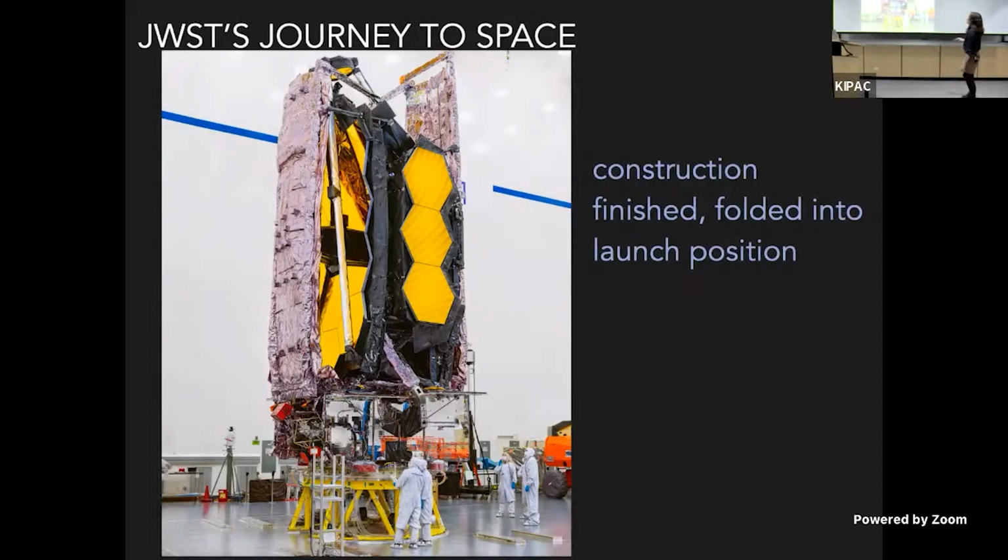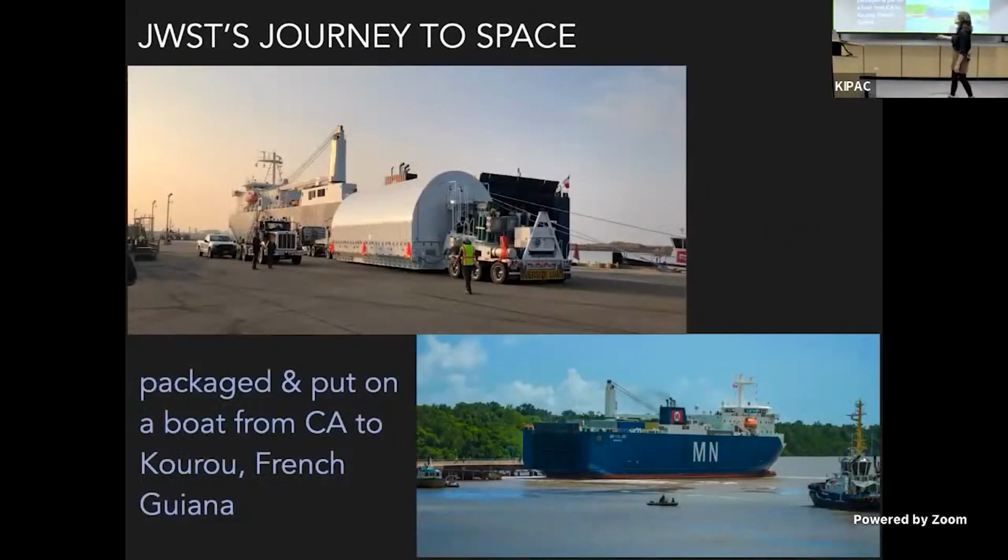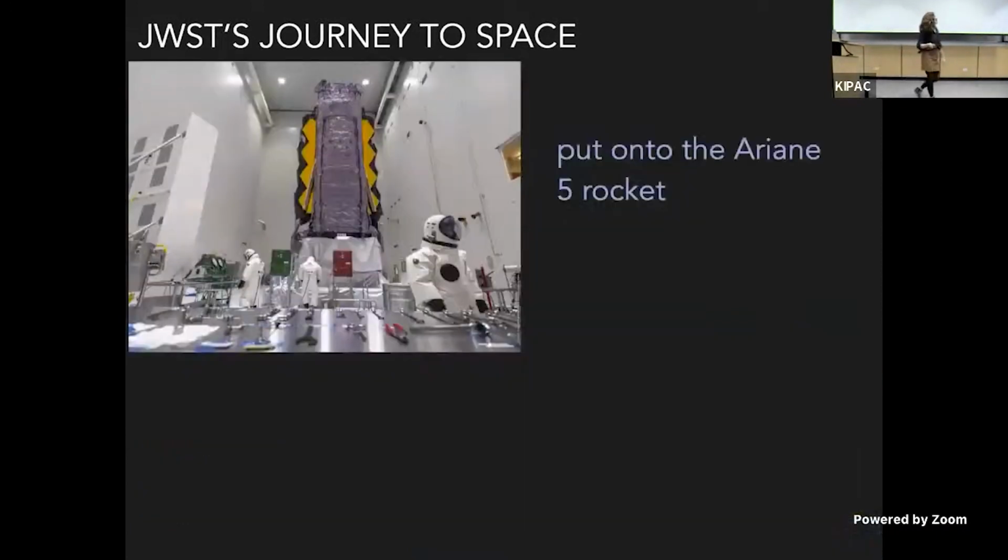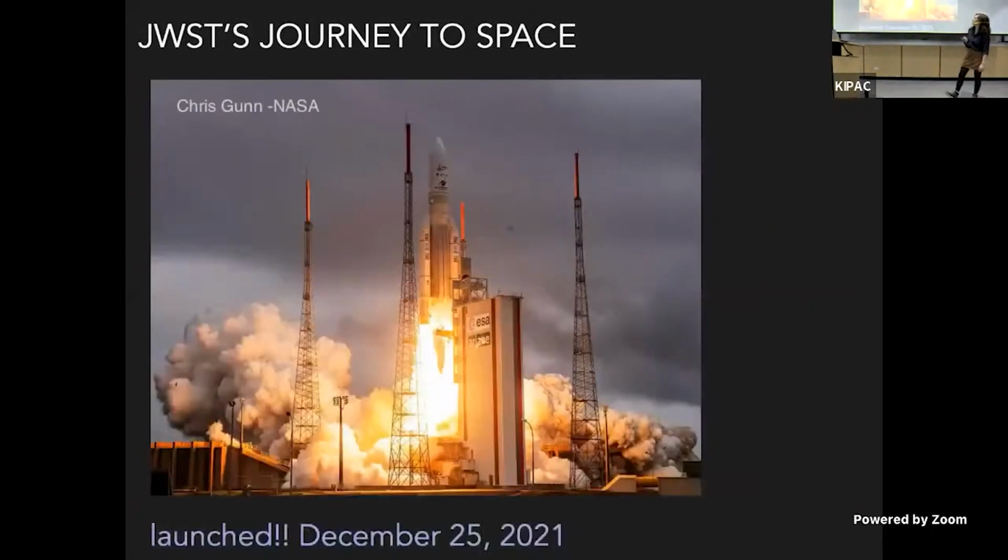And so just a couple pictures of this thing as it was finished constructing and going into space. So this is it folded into launch position, then got put on a boat from California to the launch site, which is in Peru and French Guiana. It was then put onto this Ariane 5 rocket. They lifted it up and put it in this rocket housing. And then it was launched on December 25th, 2021.